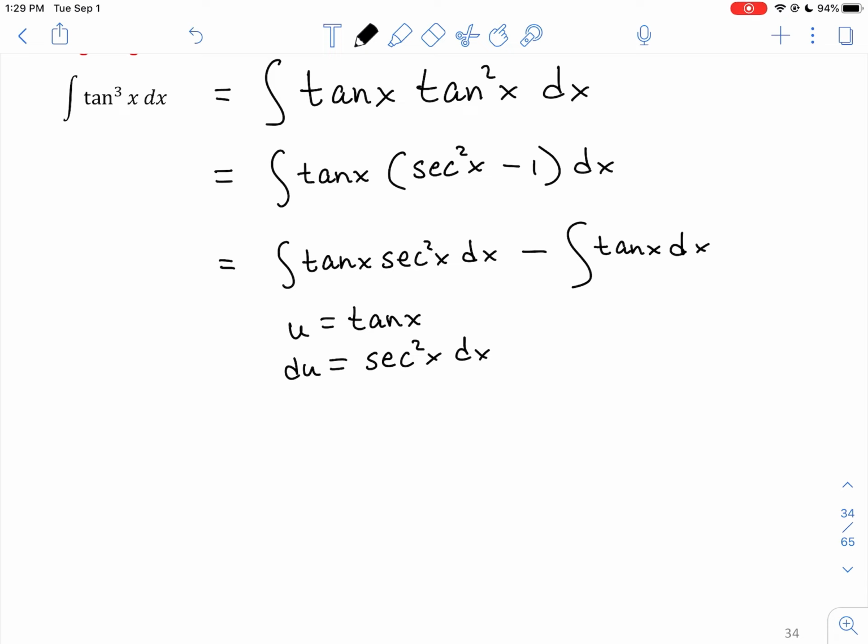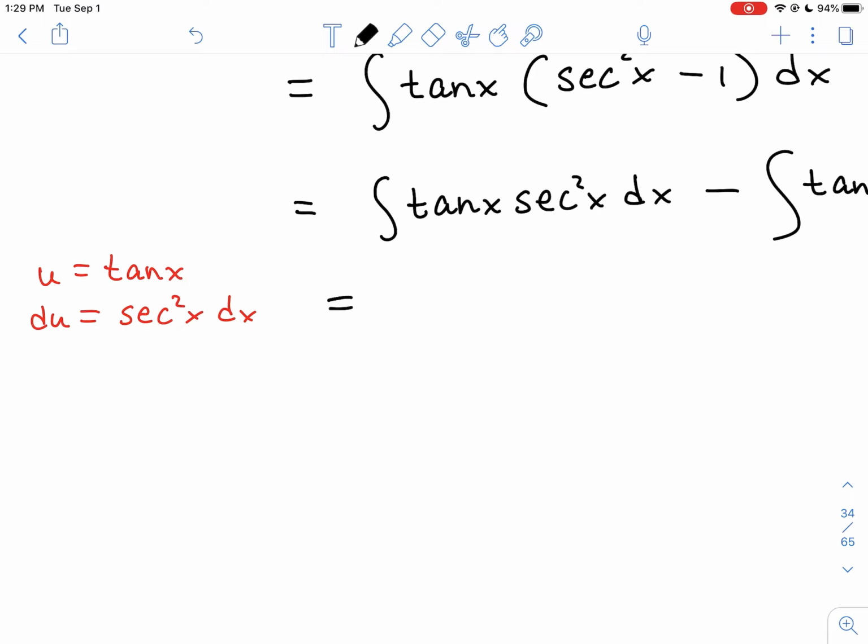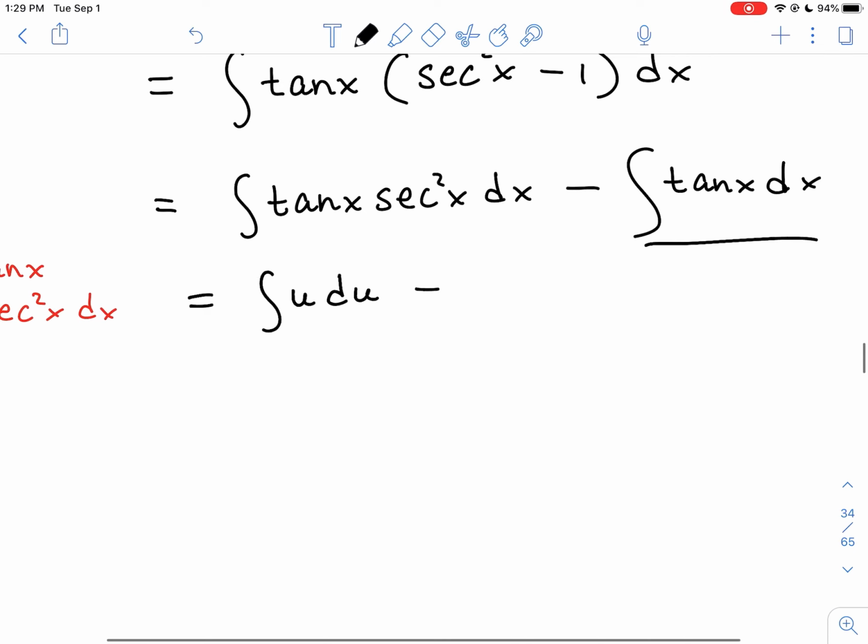For this second integral, this is when we wrote that as sine over cosine, and then I let u be the denominator, the cosine. And we wound up getting natural log of secant or negative natural log of cosine as antiderivatives. So I'm not going to repeat that process here. So the u substitution is only being used for the first integral, so it winds up being an integral of u du, and then minus, and then here I can actually go ahead and just finish that integral. The antiderivative of tangent is natural log of absolute value of secant.